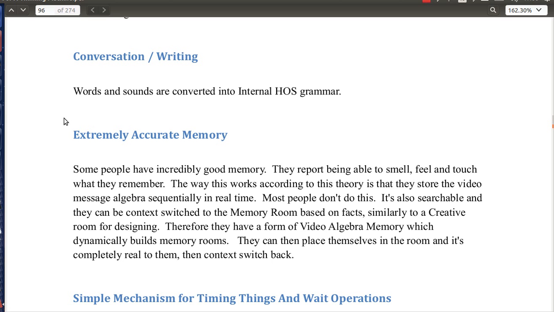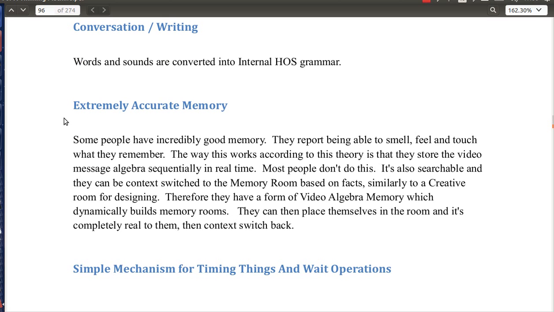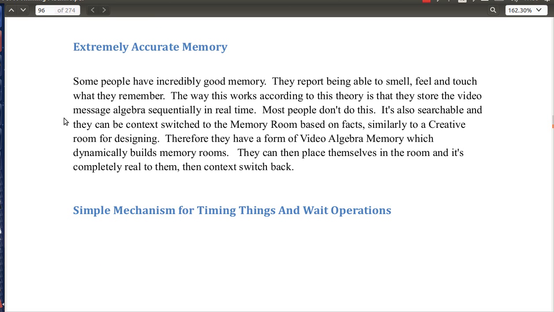So I say here, with conversation, writing, words, and sounds are converted into a HOS grammar. So this is the mapping idea, where one maps from an internal HOSL to the locale. I briefly touch upon the idea of extremely accurate memory, and this is just where the subject can build rooms based on timers.